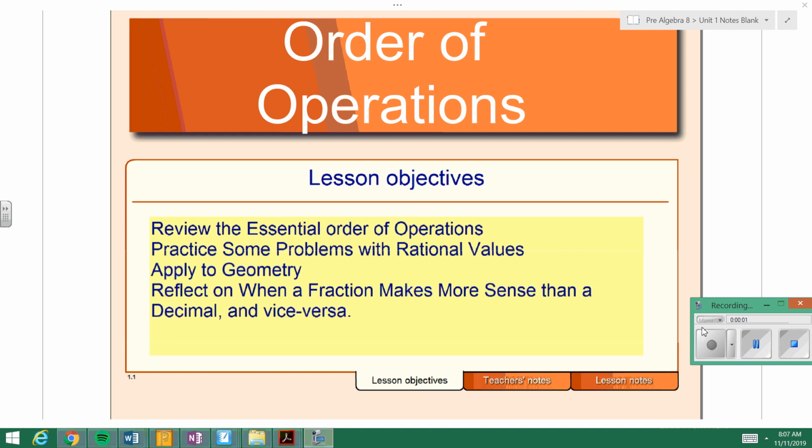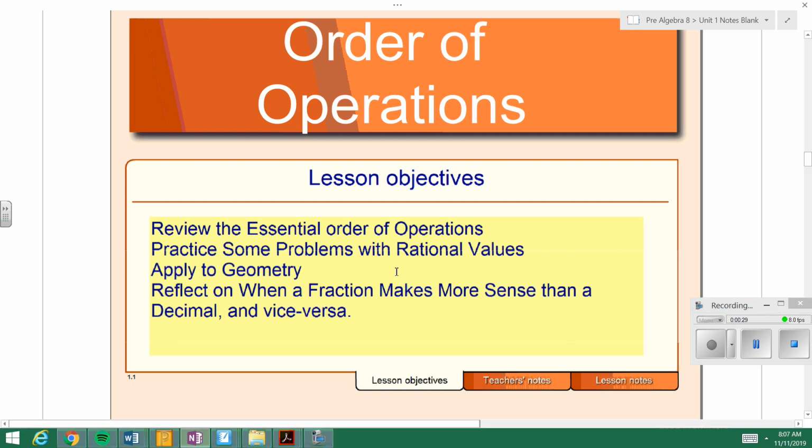Okay, in continuation with our journey in pre-algebra on fractions and decimals, aka rational numbers, we're going to apply this with the order of operations, much like we did with integers last unit. So our goals in the next couple of days are going to be reviewing the order of operations, practicing some problems with rational values, and applying that to geometry, and reflecting, and this is the moral of today's story, on when does a fraction make more sense to work with, and when does a decimal make more sense, okay?